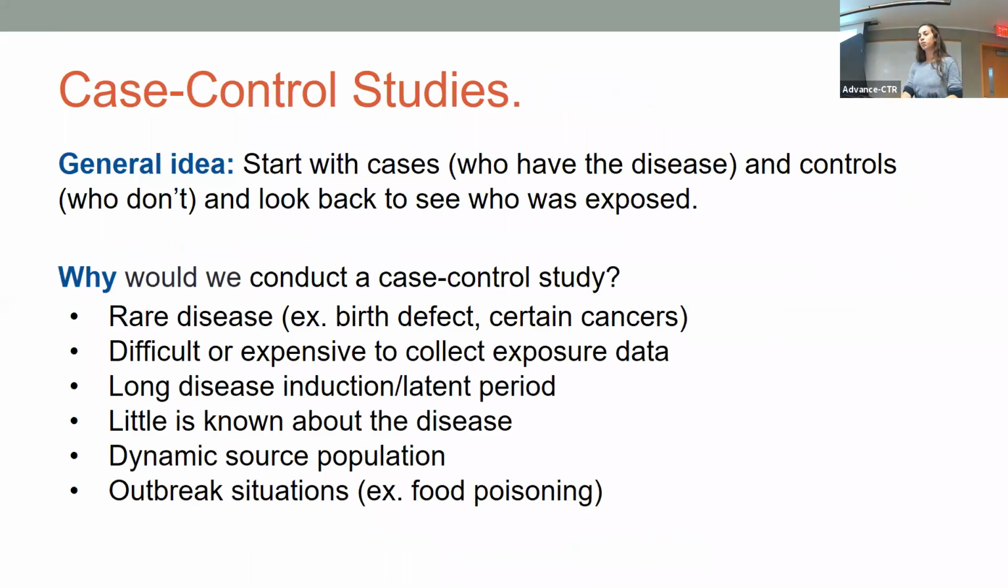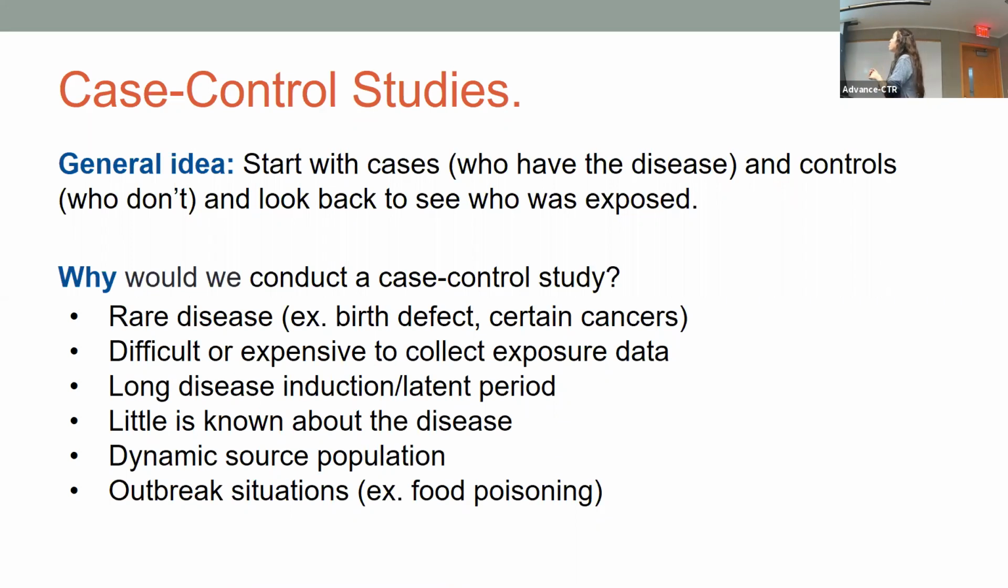Okay, so case control studies. With case control studies, we're reversing a cohort study a little bit, because we're starting with a group of cases and a group of controls. I'm going to use cases and disease interchangeably, but cases are individuals who have the disease and controls are individuals who don't have the disease. With the case control study, you have these cases, you have these controls, and you're looking back to see who was actually exposed.